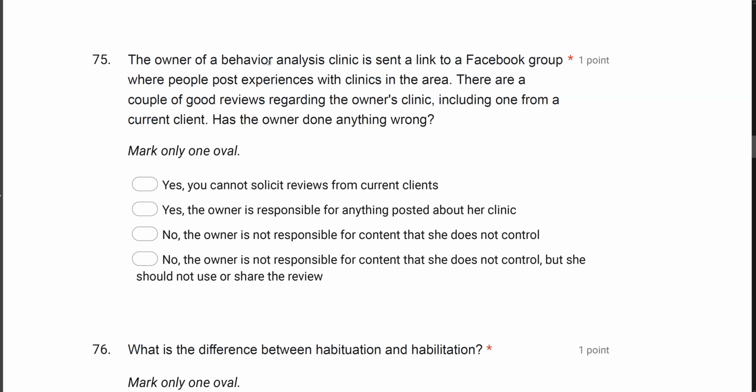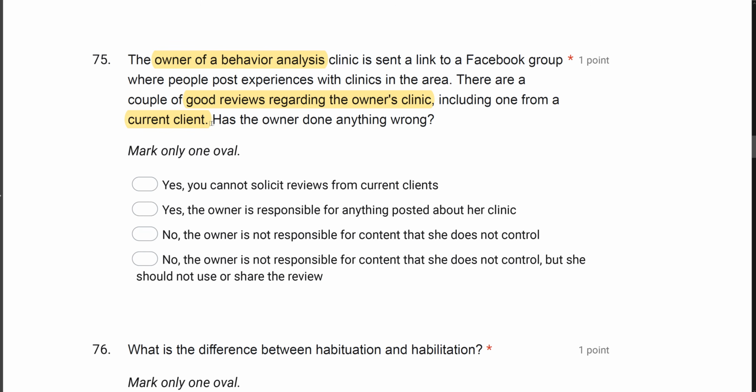But in this case, we have a behavior analyst who owns a clinic, right? Sent to a Facebook group where people post experiences with clinics in the area. Now, there are a couple of good reviews regarding the owner's clinic, including a current client. So has the owner done anything wrong? Well, you have to ask yourself, is the owner in control of this particular review? No, it's just a Facebook group that they don't have control over. They were sent it. They didn't ask for this review. They were given the review. So have they done anything wrong? Well, not necessarily.